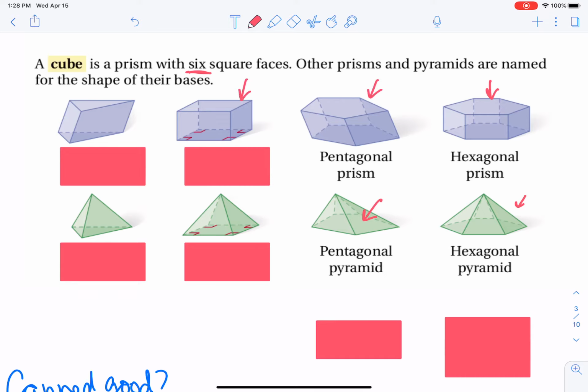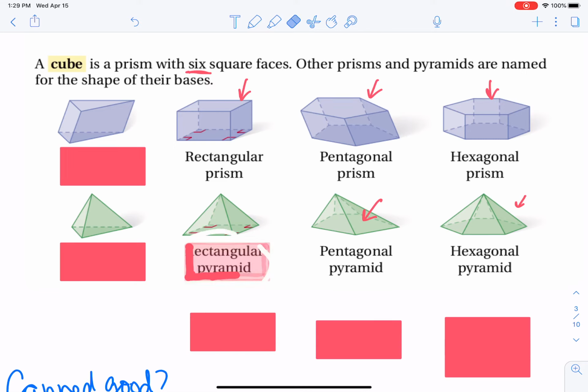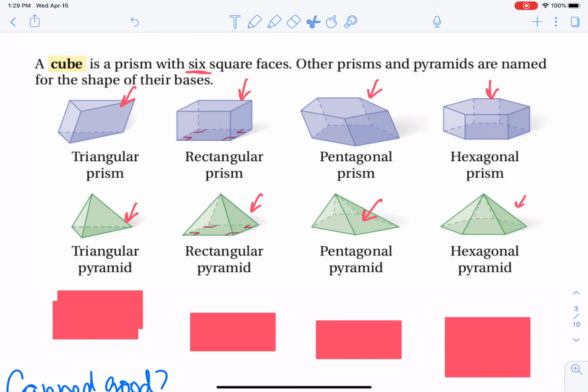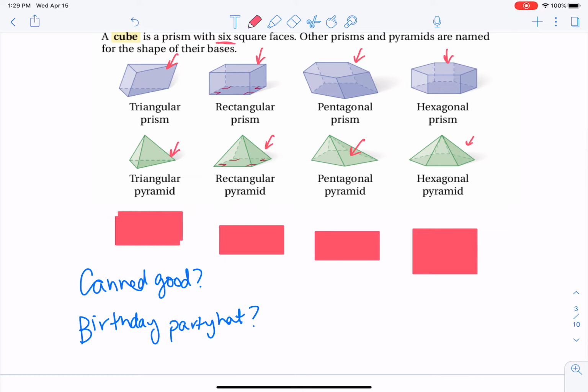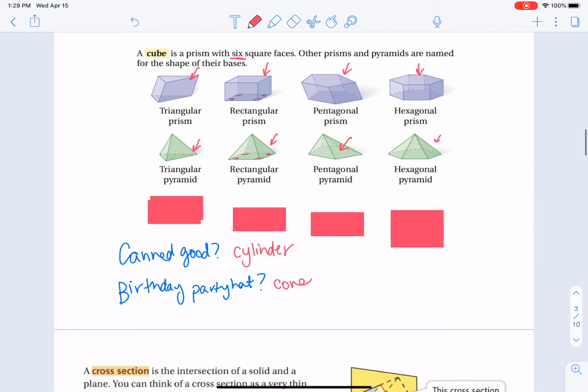This one is a rectangular prism. It shows those right angles, or quadrilateral prism, but rectangular prism, and then rectangular pyramid, and then triangular pyramid and triangular prism. So they just talk about it by the name of the base. A canned good, that would be an example of a cylinder. And a birthday party hat would be an example of a cone. So that's kind of some definitions.